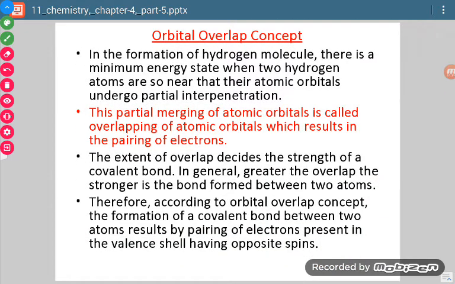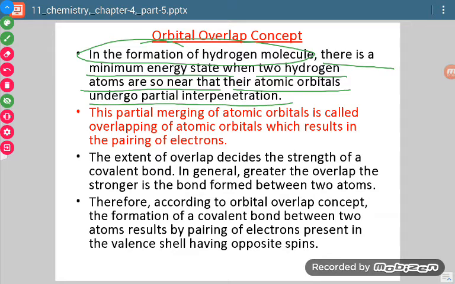Okay, now we come to the orbital overlap concept. Now what is orbital overlap? In the case of the hydrogen molecule, there is a minimum energy state when two hydrogen atoms are so near that their atomic orbitals undergo partial interpenetration. Okay, now see how a covalent bond is formed. Covalent bond means partial interpenetration of the electron cloud of one atom with the electron cloud of the other atom.